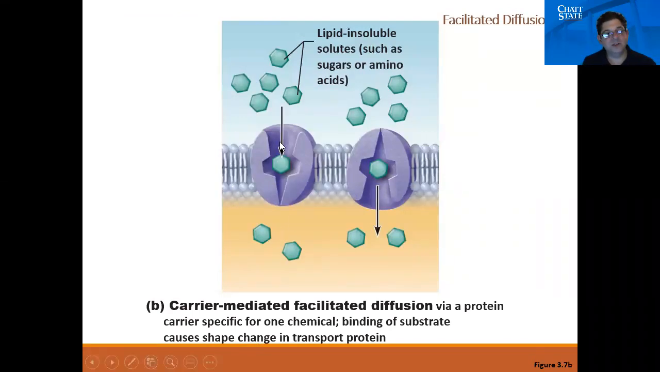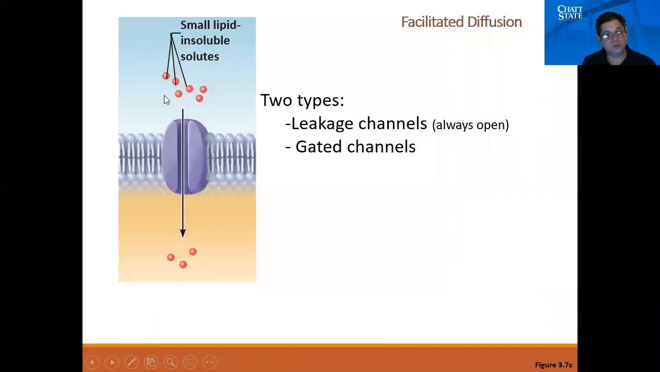So this is again facilitated diffusion, a sugar or an amino acid going through, whereas the previous picture would be more like an ion going through, like a sodium or potassium ion, or calcium. Got lots of channels all over that cell membrane. The cell membrane is chock full of stuff.